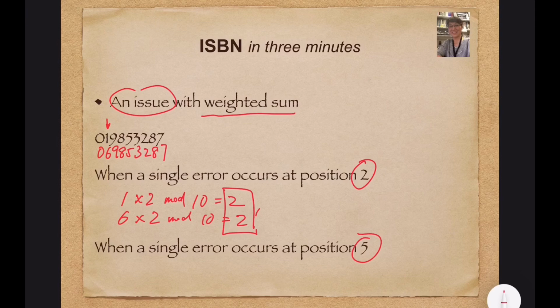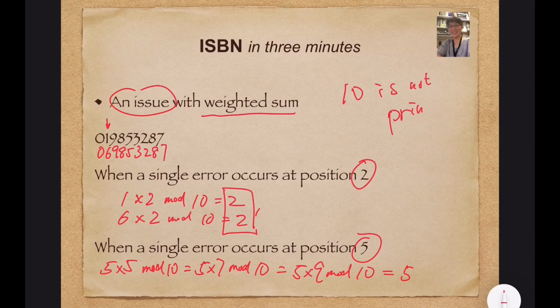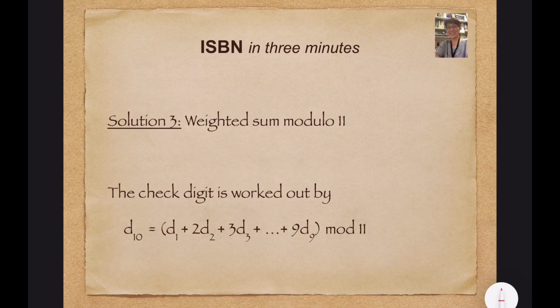Similarly, for position 5, we would have trouble when we have the value 5 times 5, we know mod 10 is the same as 5 times 7 mod 10, and the same as 5 times 9 mod 10, because they all have the same value. Why is that? Because 10 is not a prime. Once we have a factor of 10, then we lose some information. This is our final solution.